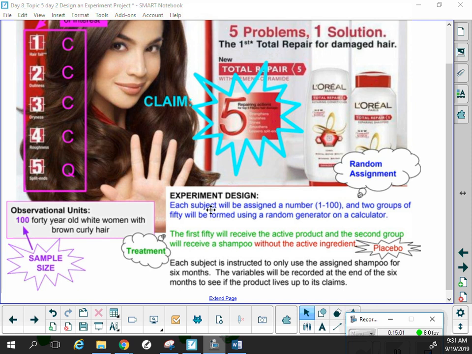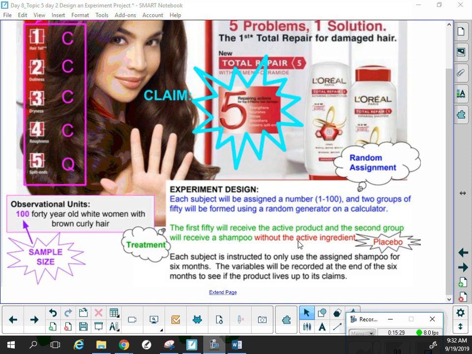My experimental design: each subject will be assigned a number 1 through 100, and two groups of 50 will be formed using a random generator in the calculator. That's my random assignment. The first 50 will receive the active product, and the second group will receive a shampoo without the active ingredient. So this is my treatment. This whole thing is my treatment, and it includes a placebo. So you can see how I color coordinated that so you could see what's what.